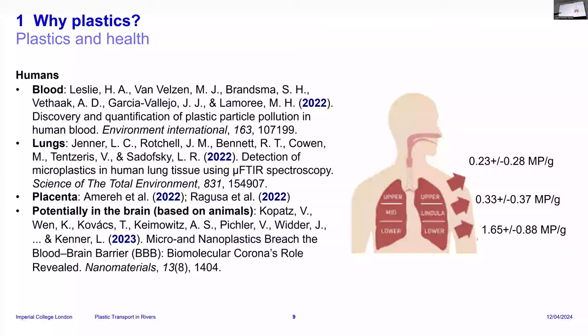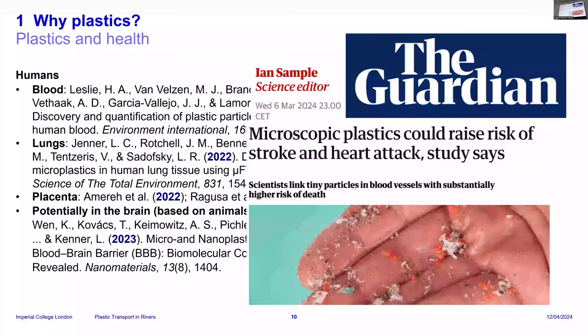And we are getting there. They are potentially in the brain. We know it from animals. They are finding microplastics in animals. And I liked this read the other day: microplastics could raise risk of stroke and heart attacks, a study says. There are some implications that are starting to become a bit more clear.